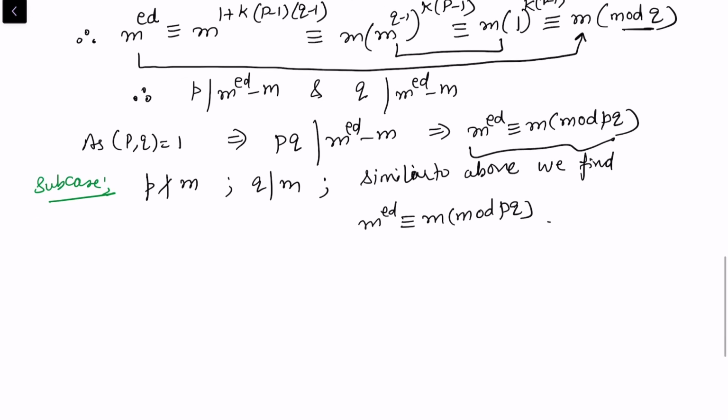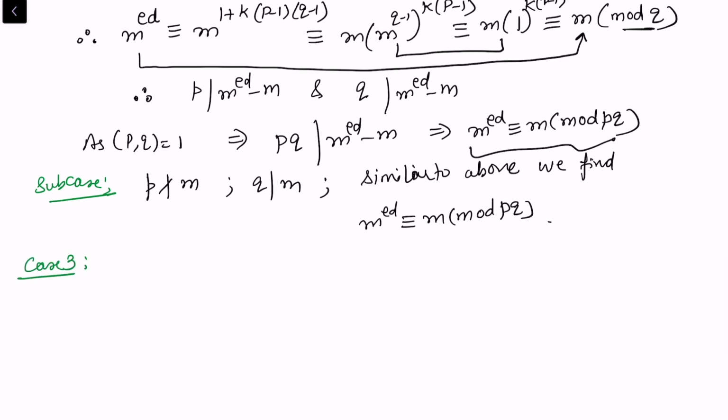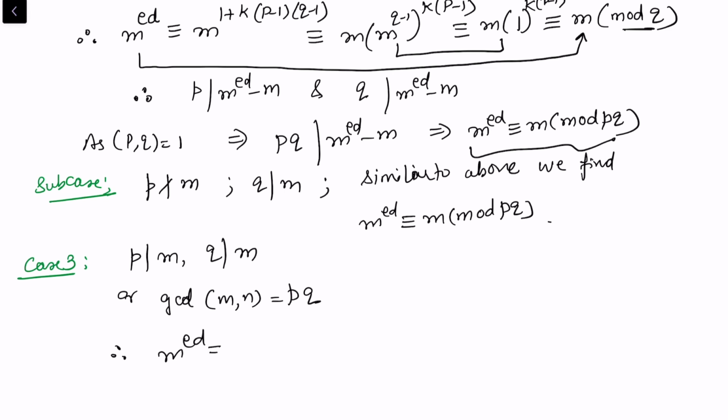So when both of them divide, that becomes, let's say, case 3. In this case, P divides M and Q also divides M, or we may say that the GCD of M and N is equal to PQ. So again, M raised to the power ed is congruent to 0 raised to the power ed, because M is fully divisible by P and Q both. This is congruent to 0, which is congruent to M mod N.